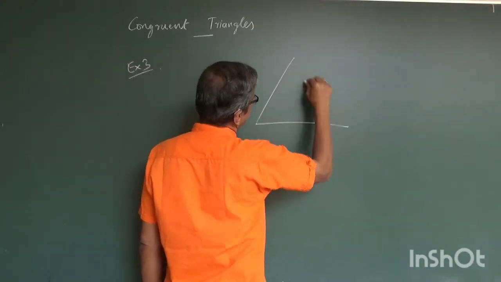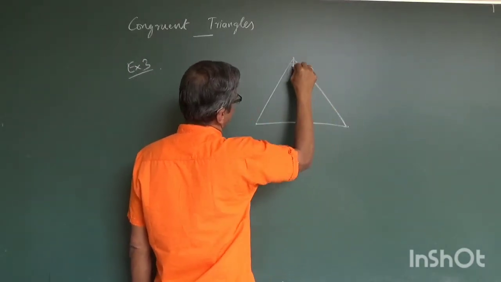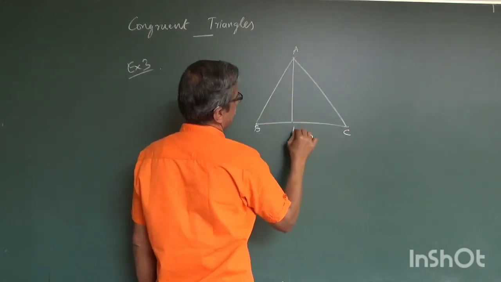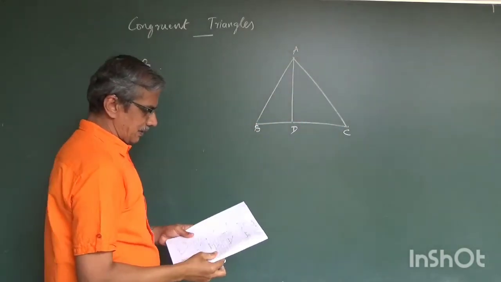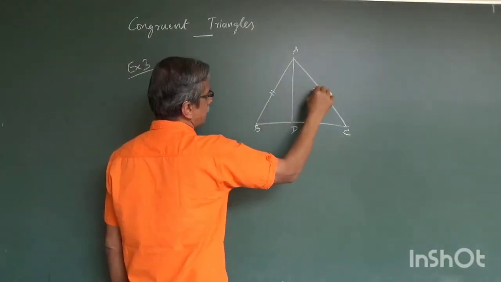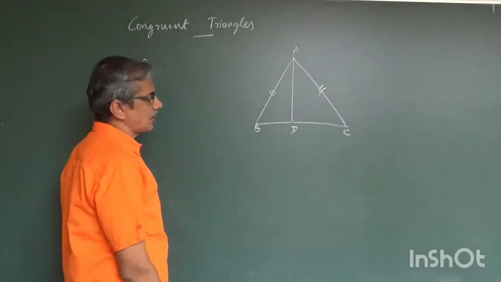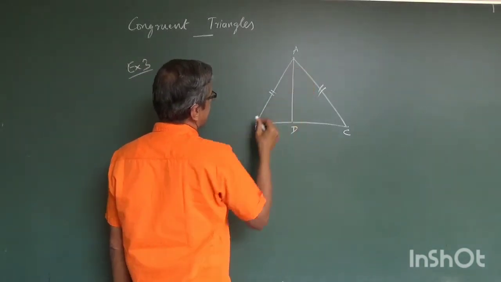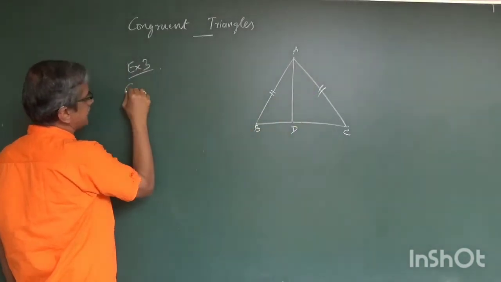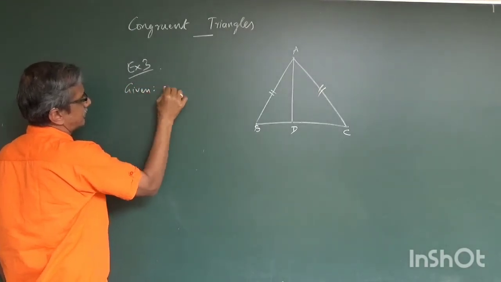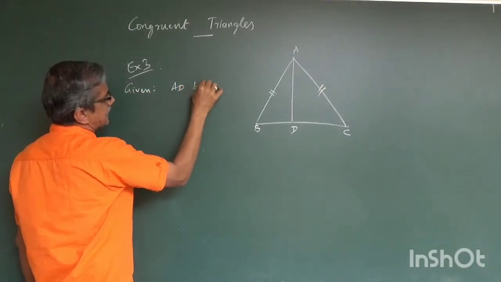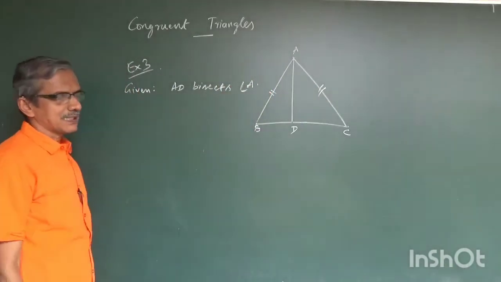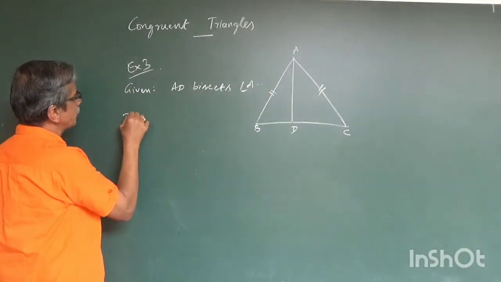Then sometimes the two triangles will be combined. So you have to understand that. What is given is these two are equal, and AD is bisecting the angle. AD is the angle bisector. AD bisects angle A. We have to prove that.